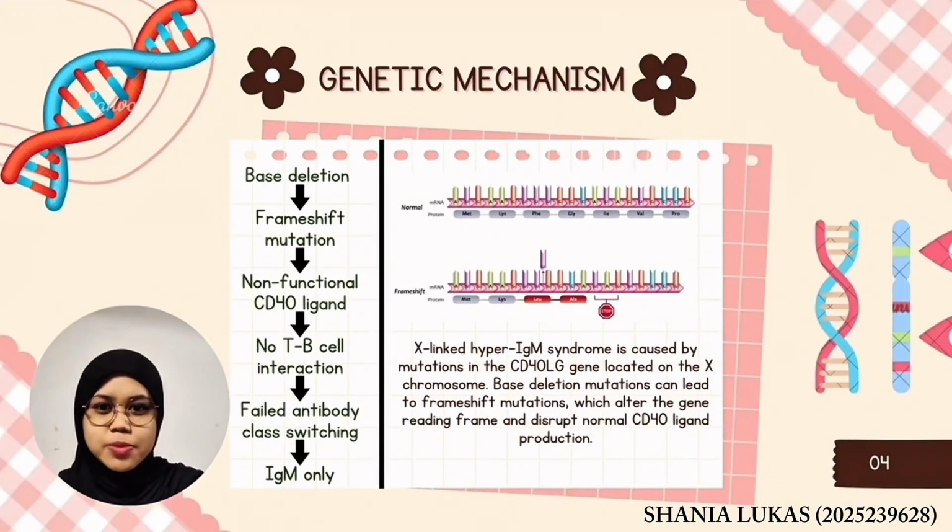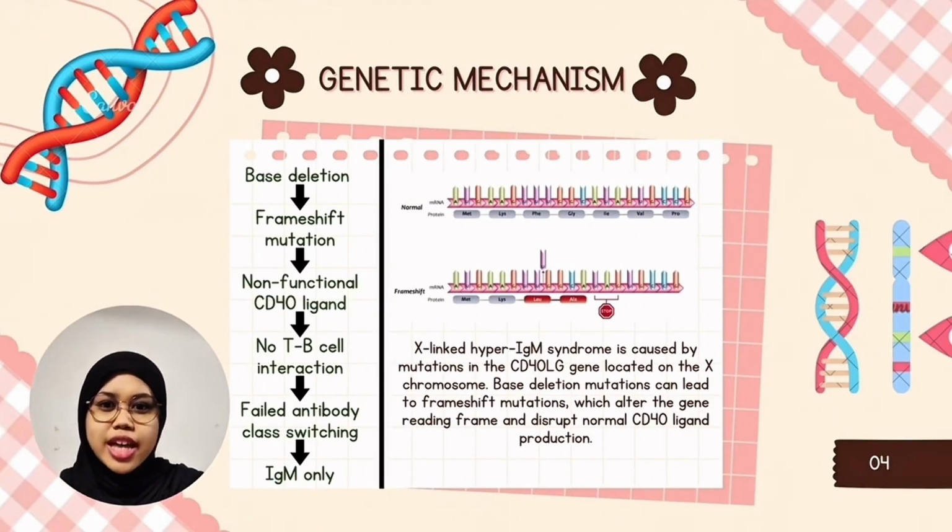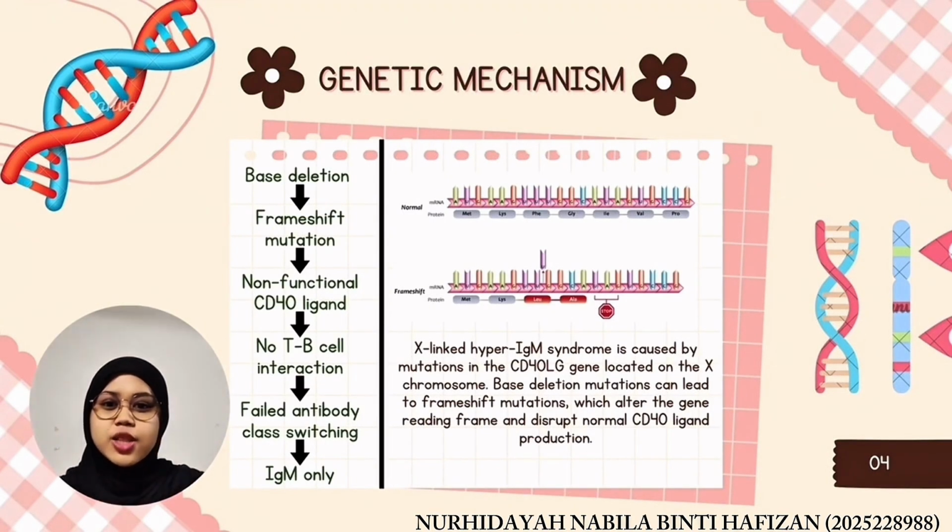In this section, I'll explain the mechanism of X-linked hyper IgM syndrome and how a genetic defect leads to immune dysfunction. To make the process clearer, I've summarized it using a mimic flow, starting from the gene mutation and ending with the immune outcome. X-linked hyper IgM syndrome is caused by mutations in the CD40L gene, which is located on the X chromosome. This gene normally provides instructions to produce CD40 ligand, or CD40L, a protein expressed on activated CD4 helper T cells. What's important here is that base deletions or frameshift mutations disrupt the DNA reading frame, resulting in an absent or non-functional CD40L protein.